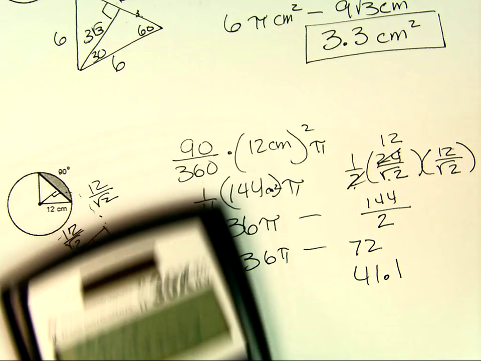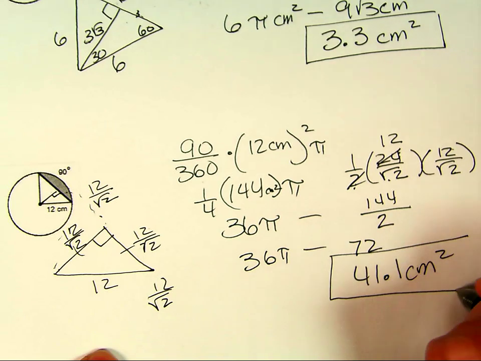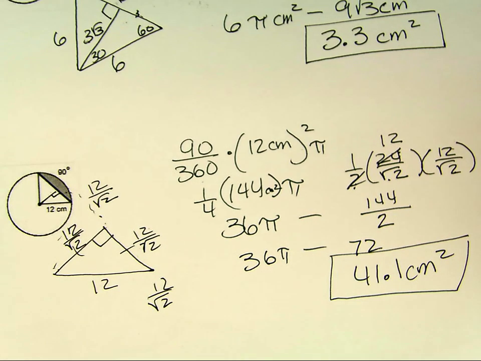And what were our units here? Centimeters, so centimeters squared. And that, my friends, is how you find the area of a segment of a circle.